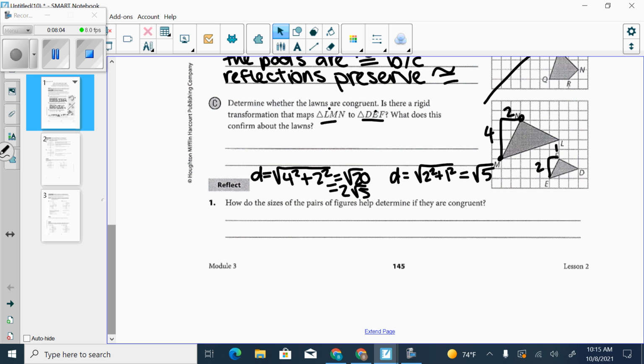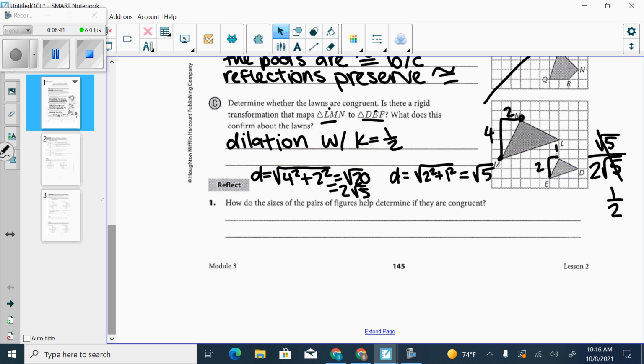So I would have square root of 5 over 2 square root of 5 to find my scale factor. What happens to the square root of 5? They divide out, so I'm left with 1 over 2. So we just proved that it did shrink by a scale factor of 1/2. So dilation with K equal to 1/2.